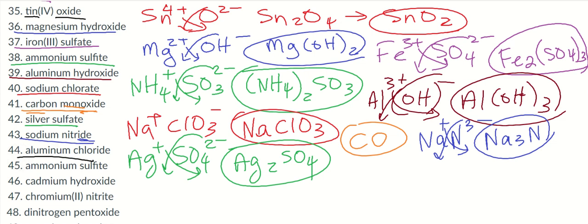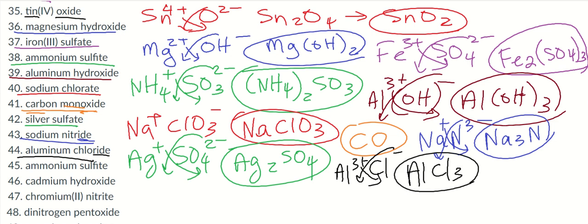44, aluminum chloride. Aluminum, it's an ionic compound, 3 positive. Chloride, ide, tells you that's an element. It's a halogen, that's 1 negative charge. Let's crisscross. And all right, again, keep track of your uppercase, lowercase, otherwise it's just going to be a mess.